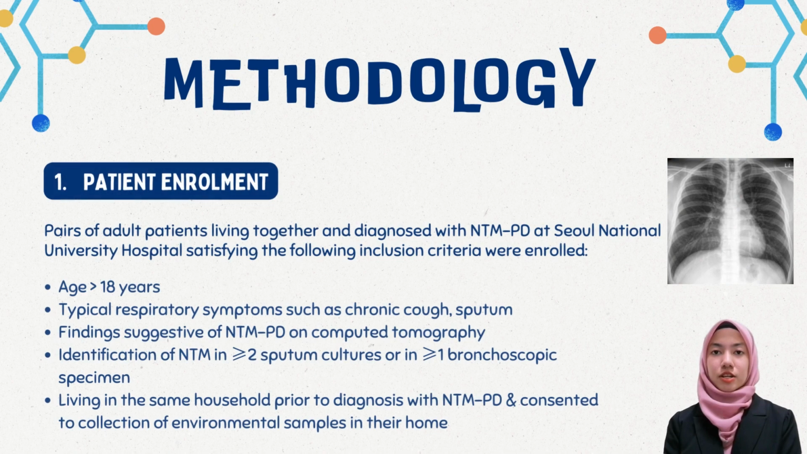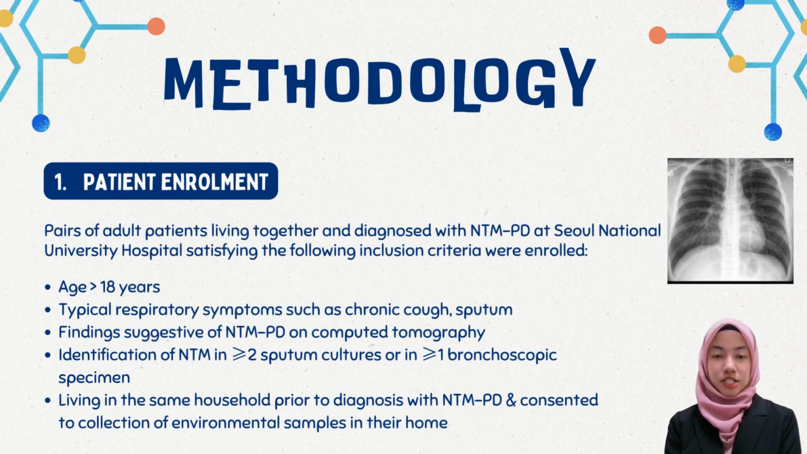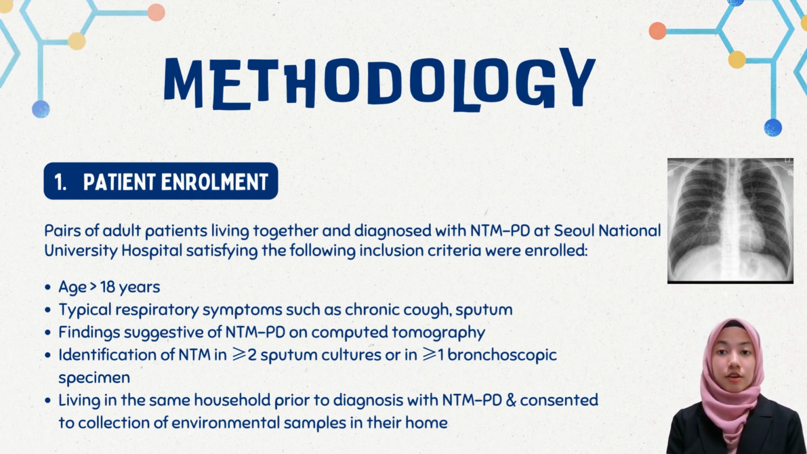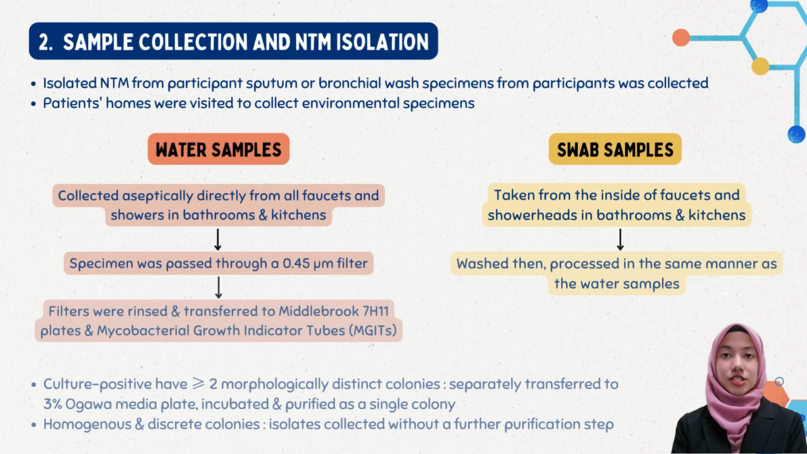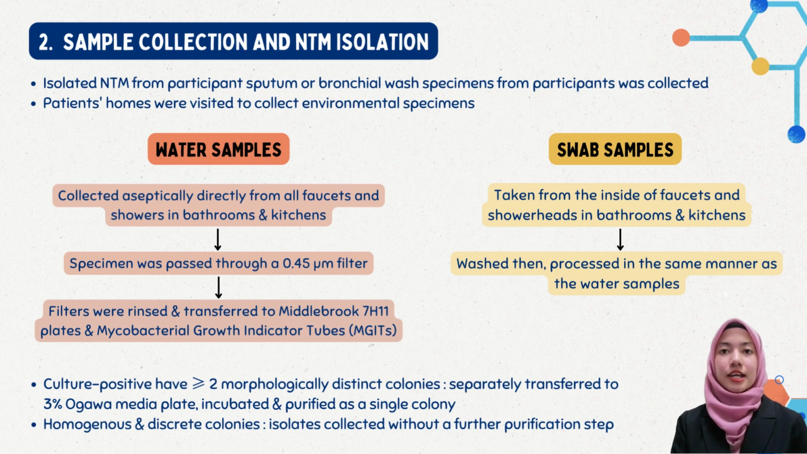Methodology. The first methodology is patient enrollment. Pairs of adult patients living together and diagnosed with NTM-PD at Seoul National University Hospital satisfying the following inclusion criteria were enrolled. The second methodology is sample collection and NTM isolation. Isolated NTM from participants' sputum or bronchial wash specimens was collected. Patients' homes were visited to collect environmental specimens. There are 2 types of samples, which are water samples and swab samples.